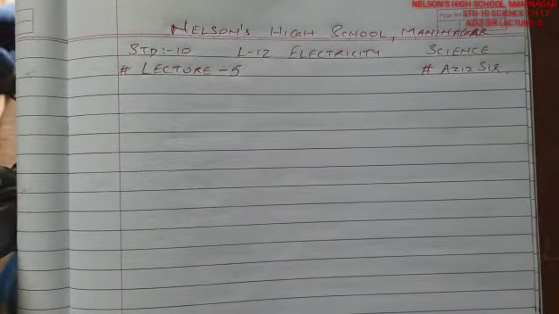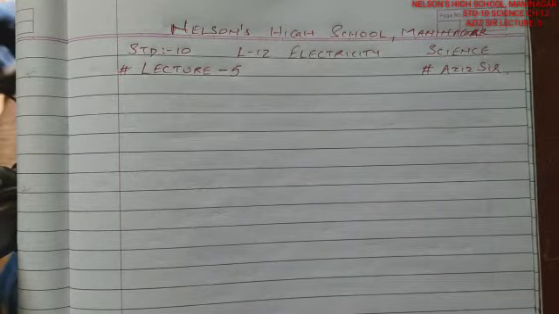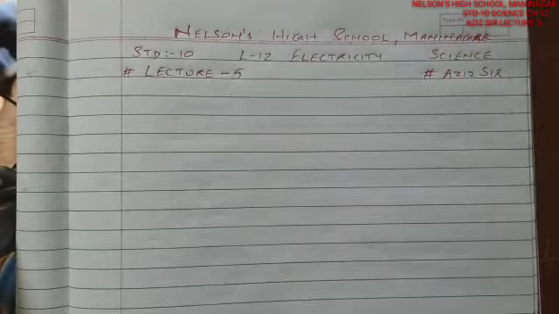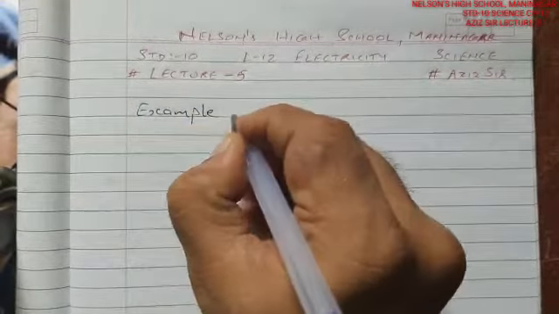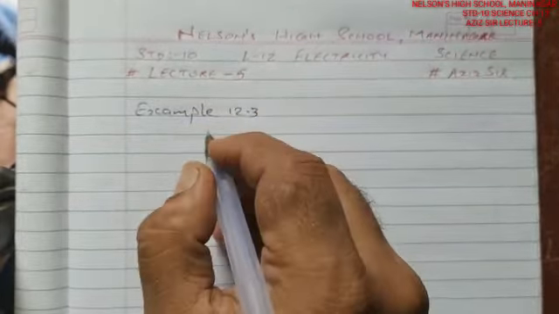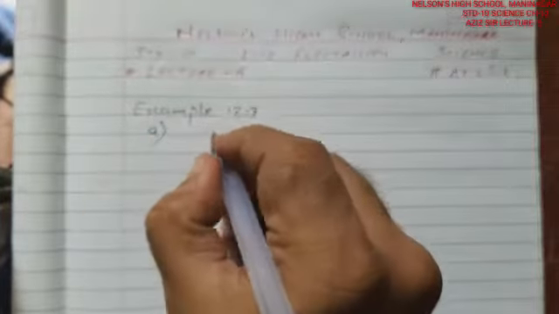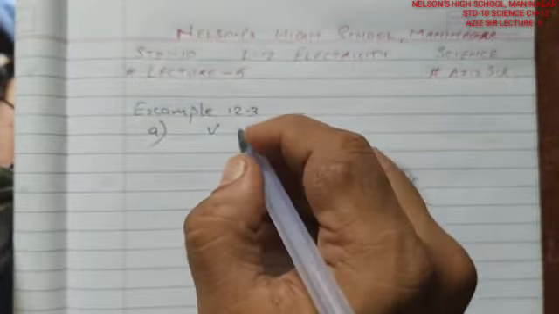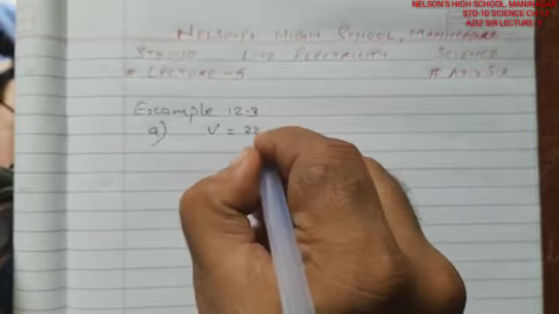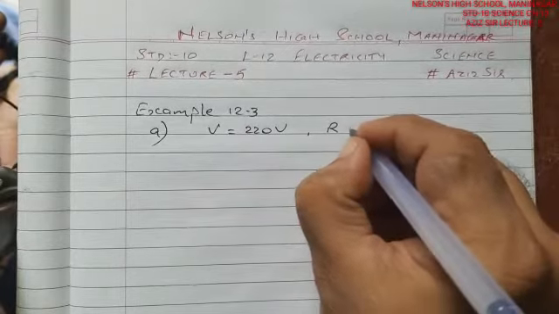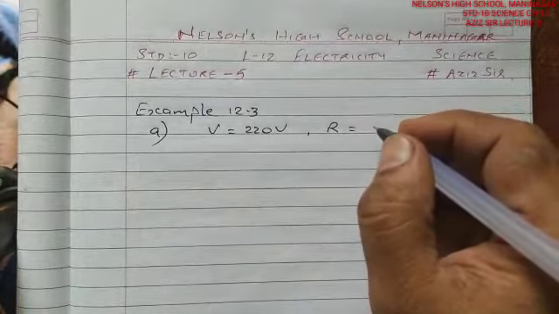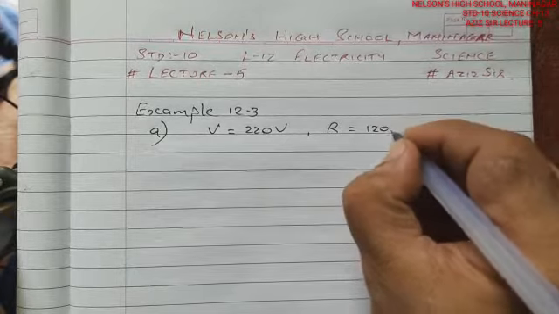So the two values are given for the same source, that is 220 volts. First of all, we are going to start solving example 12.3. So we will write the values given here. In example 12.3, part A, the voltage is given as 220 volt, and the resistance of the electrical bulb filament is given as 1200 ohms.